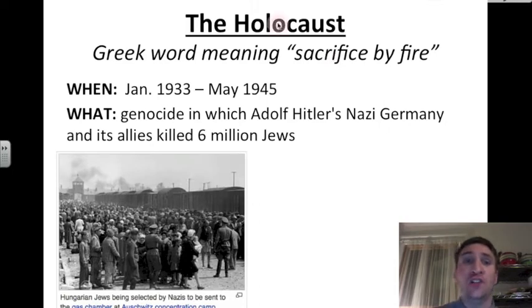The Holocaust. It's a Greek word that means sacrifice by fire. When was the Holocaust? It occurred from January 1933 until May of 1945. What was it? It was a genocide in which Adolf Hitler's Nazi Germany and its allies killed 6 million Jews. And here is a photograph of Hungarian Jews being selected by Nazi officers. You see them here, to be sent to a gas chamber at Auschwitz concentration camp in 1944.